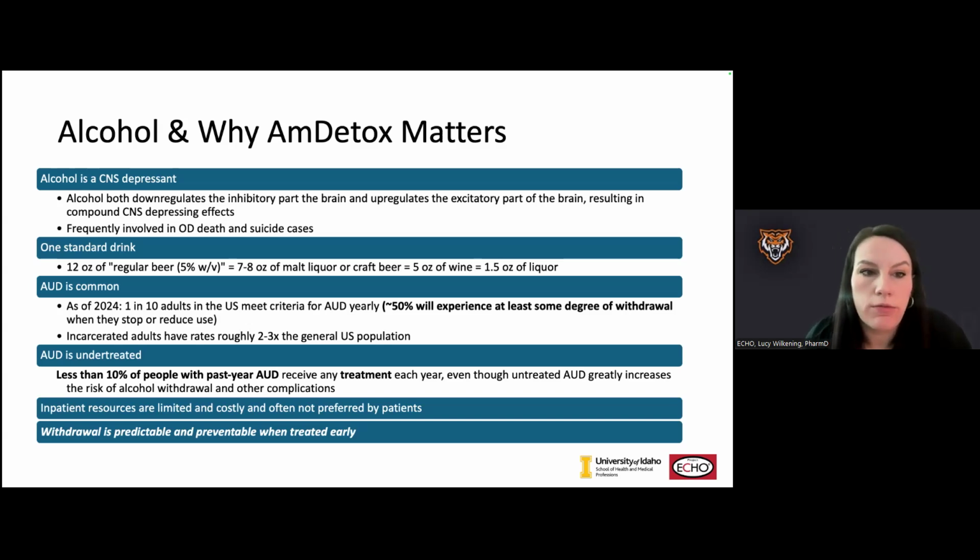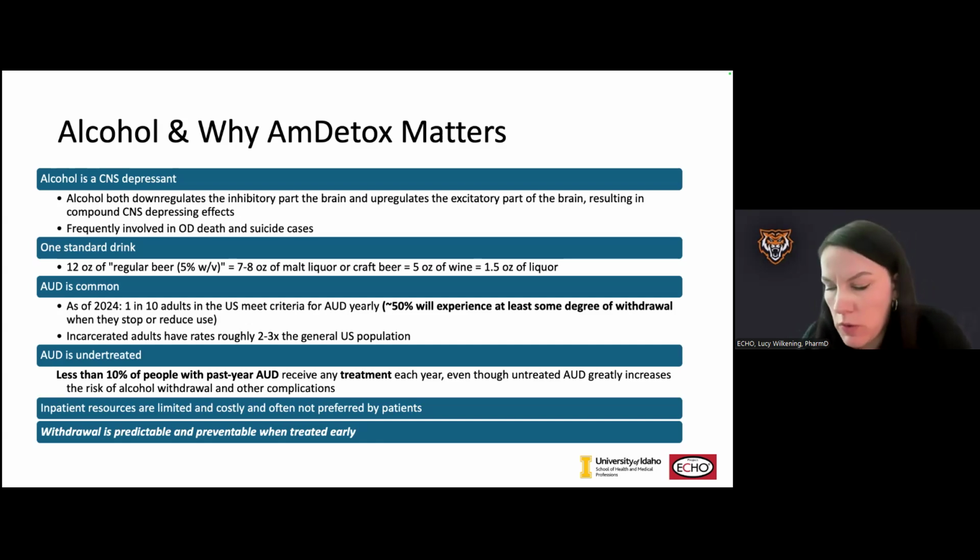And taking that a step further, as of data in 2024, 1 in 10 adults in the United States meets criteria for AUD within the past year. And amongst those people, around half will experience some degree of withdrawal when they stop or reduce use of alcohol.